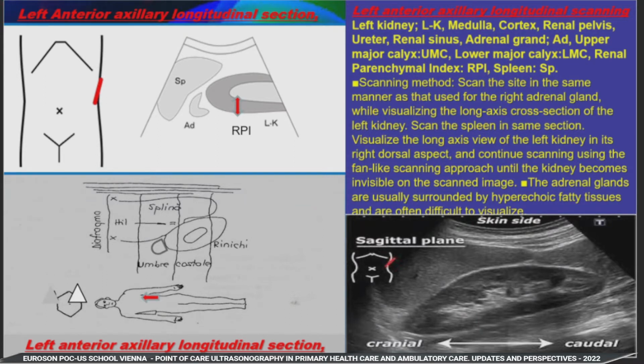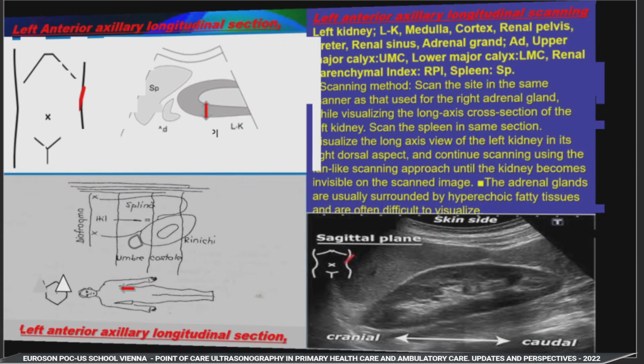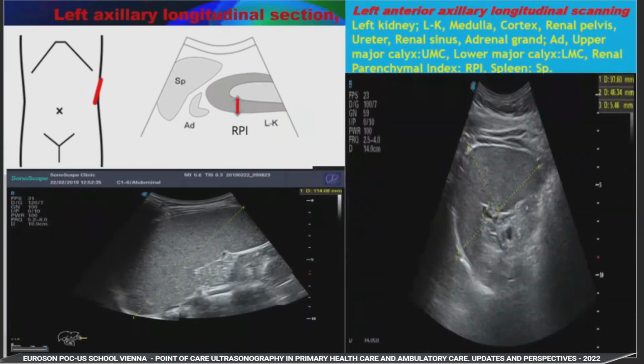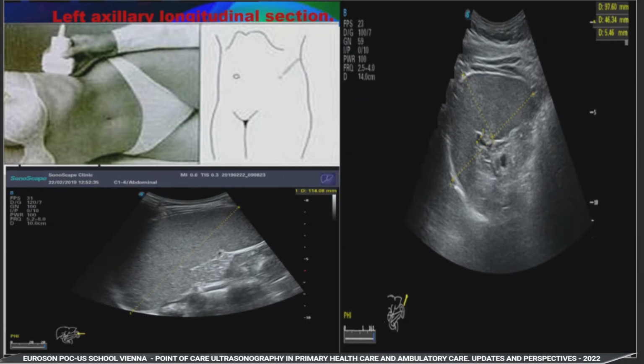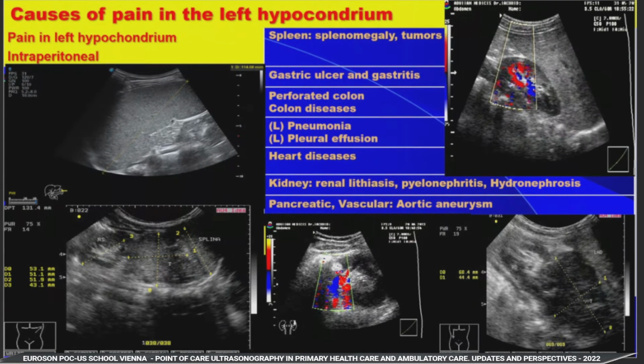And in the left anterior axillary longitudinal section, you can find some information about the left kidney and the spleen. It's very important to have all these images in your mind, and how you put the probe on the patient, and also, in point of care we always start with the causes of the pain in the left hypochondrium in your mind.